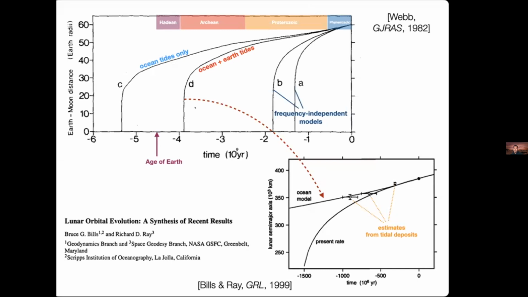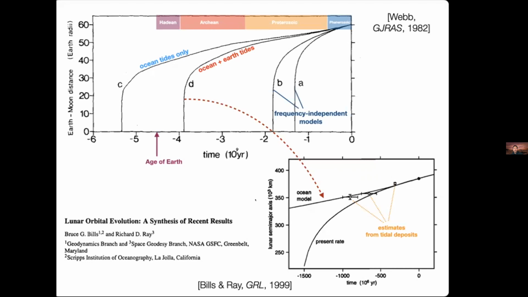With this curve D, the Earth-Moon distance becomes zero before reaching the beginning of the Archean, which is 4 billion years ago. But my impression is that people working on tides are not really concerned with deep time, probably not now anymore, but it was probably the case in the past. And to prove my point, this model D has long been treated as the best available model because it does a good job explaining available geological constraints on past lunar distance from tidal deposits, as shown here as circles.